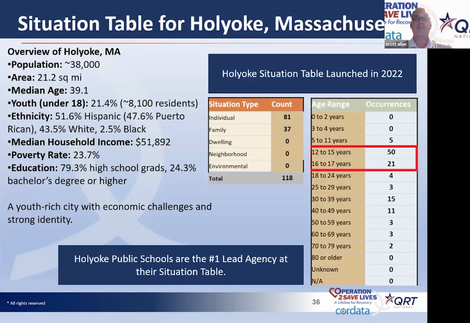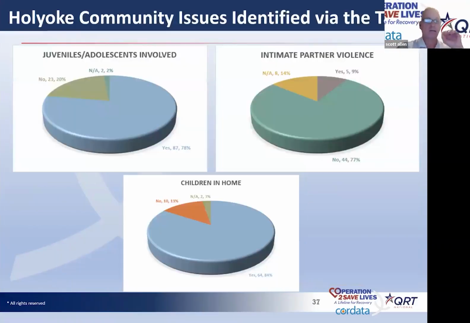Now, Holyoke is a very diverse community. You can see there are 47.6% Hispanic population, 43.5% white, 21.4% are youth underage. So 1/5 of their population is under 18. That's why the table had the need. Holyoke Public Schools are the lead agency at their table. They're driving the table. But we're also bringing in those other situations, those families, to meet their needs.